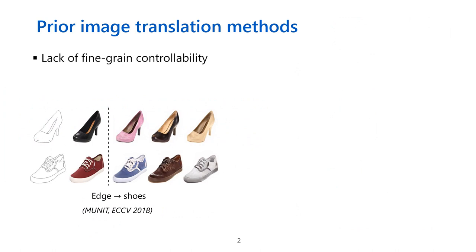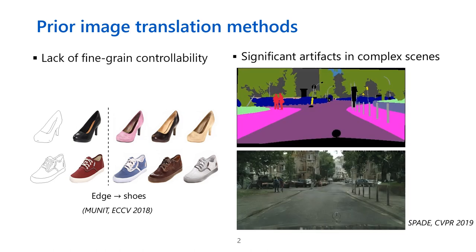Image translation has been extensively researched. However, most methods suffer from two limitations. First, the translation may lack fine-grained controllability. Second, when scenes become complex, intensive artifacts may occur.